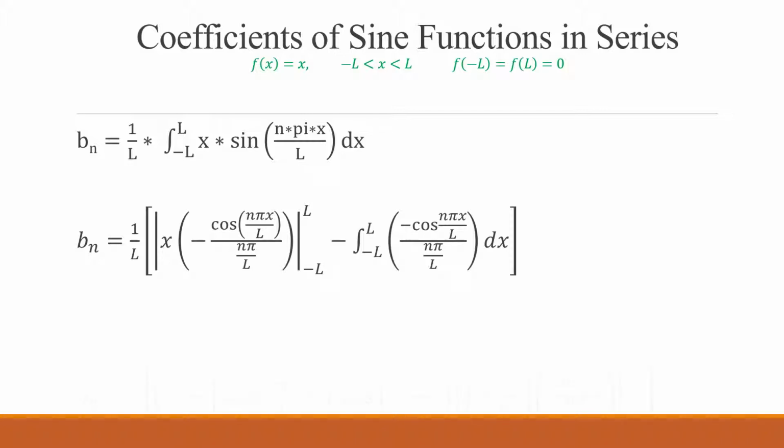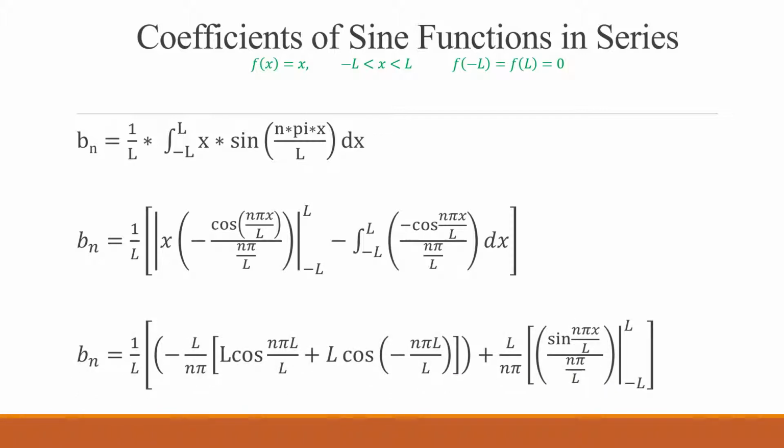In the next step, we have used the limits of integration for the first half of the right side, and for the second half of the right side we have solved the function by using the trigonometric relations of integration. So in the first half we get Bn equal to 1 over L times negative L over n pi times L cosine of n pi L over L plus L cosine of negative n pi L over L.